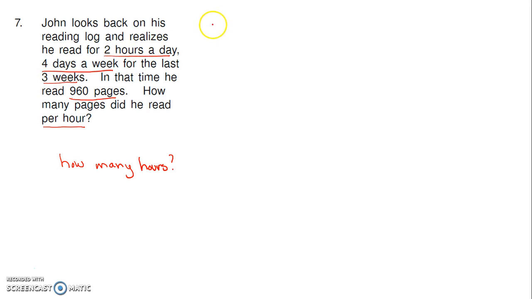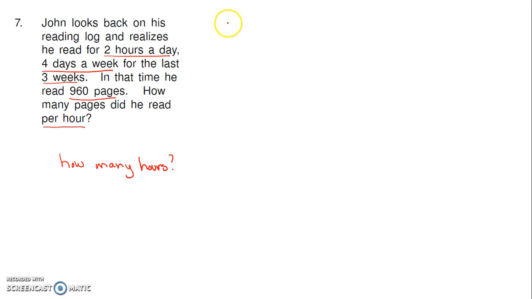Let's see. We could first just think through it and say 2 hours a day, 4 days. So 2 hours, 2 hours, 2 hours, 2 hours. 2 times 4 gets us to 8. So each week he's reading 8 hours, and he does that for 3 weeks. So then you have 8, 8, 8. 8 times 3 is 24.